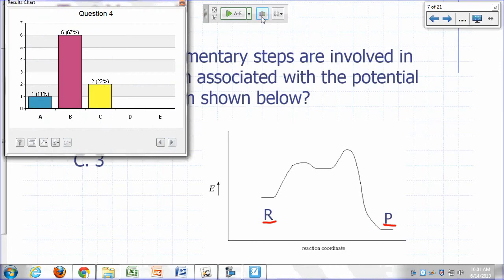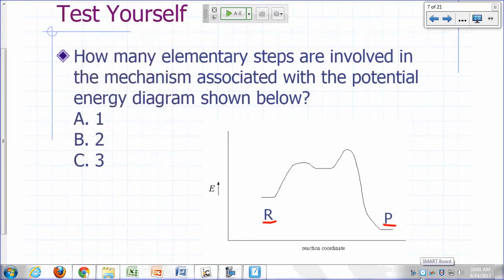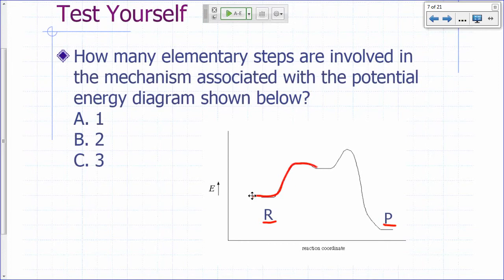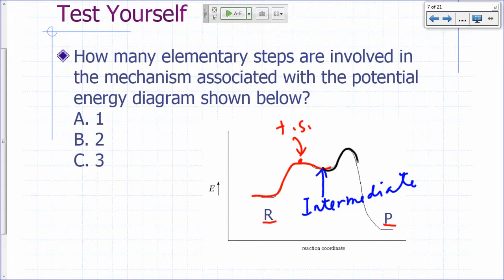Okay, answer is two. So this would be the first step. This thing right here would be the transition state for the first step, right? And what you form during that first step is what you would call an intermediate, a reaction intermediate. And then there's a second step here. Your second step transforms your intermediate to product.